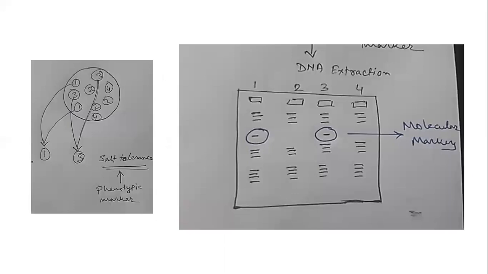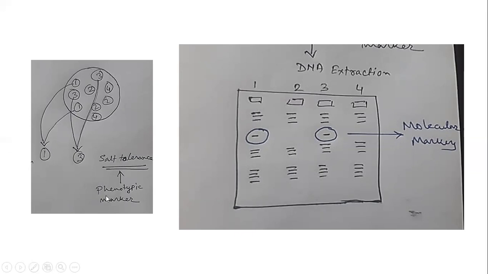So in case of quantitative trait loci, we deal with various markers, and I previously discussed there are various markers: phenotypic markers, molecular markers, biochemical markers, etc. Now take an example. If there are 4 plants, 1, 2, 3 and 4, and the number of plants are different. These plants are plotted in the same plot, and these are the same species of plants, but their varieties are different.